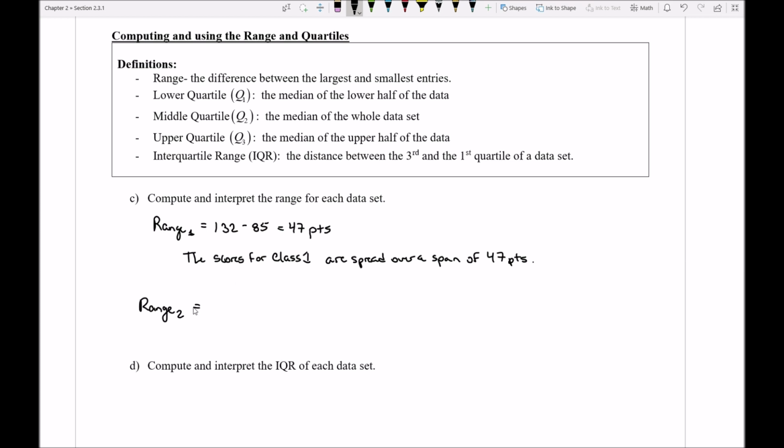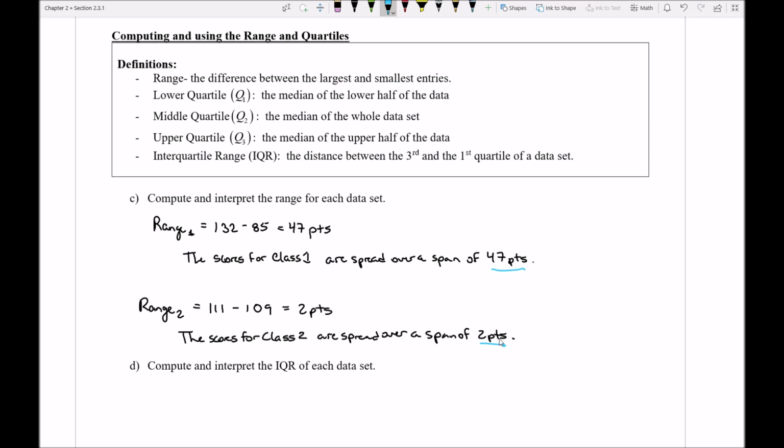Okay, so with range number 2, we should have gotten that the highest score in the class was 111, the low score was 109, and the difference between those is a total of 2 points. So we would say that the scores for class 2 are spread over a span of 2 points. So again, we can see here that the range is giving me some numerical representation of how much spread there actually is in the data set. And so, of course, class 1 has a lot of spread. Class 2 has not very much spread.